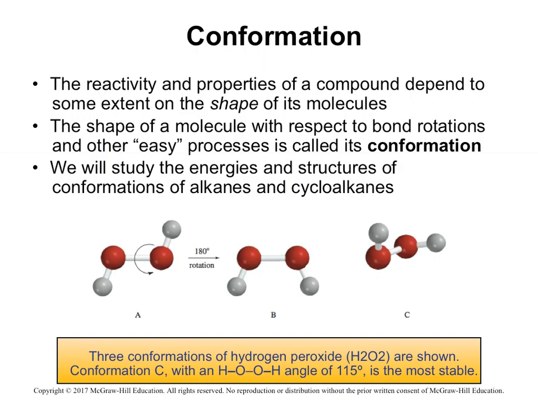So yeah, now we're talking about conformation. This is showing you hydrogen peroxide, H2O2, and how you can have different angles between the two hydrogens. The important thing about this is it's called a dihedral angle. Okay? This is a term that you probably have not heard of yet.